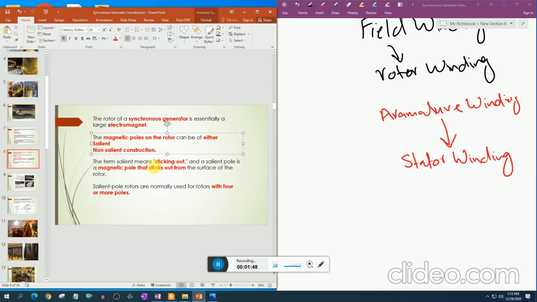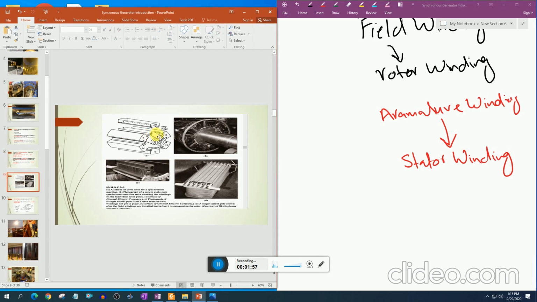Salient means sticking out, and a salient pole is a magnetic pole that sticks out from the surface of the rotor, like this. These poles are sticking out from the surface of the rotor, so these are called salient pole rotors. These rotors are normally used in generators where we need a high number of poles.